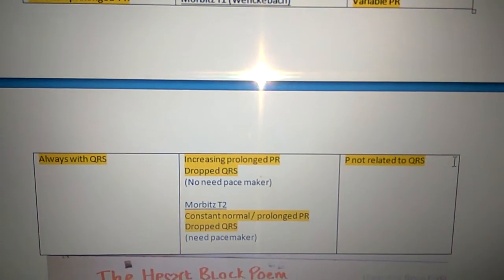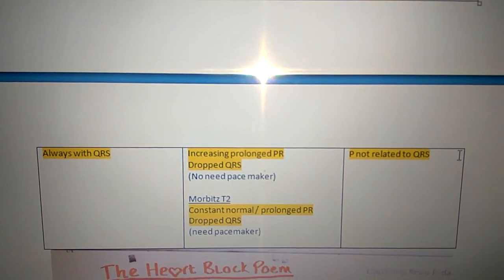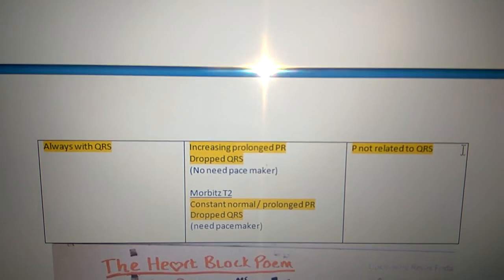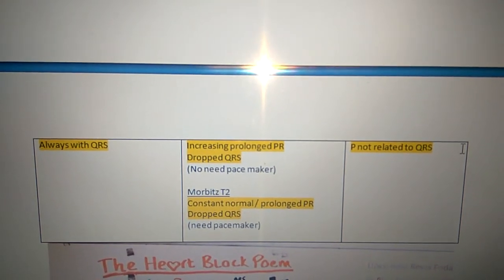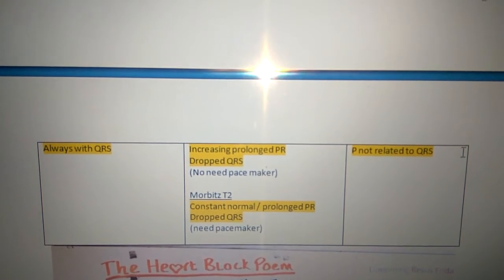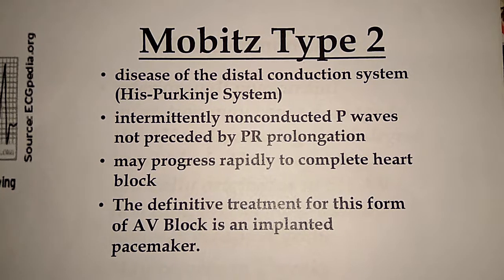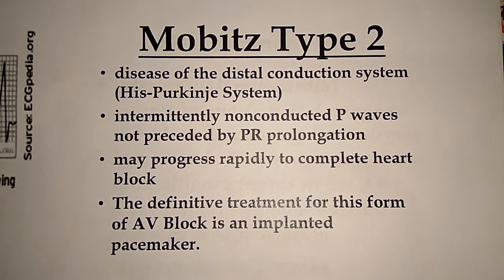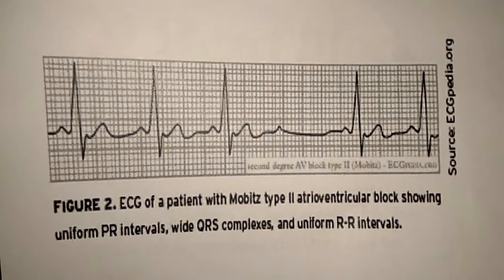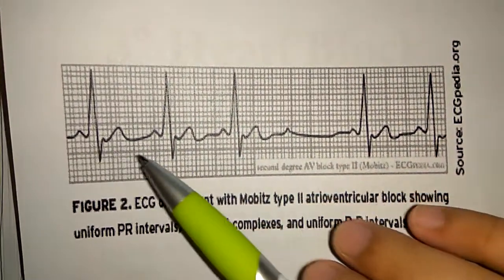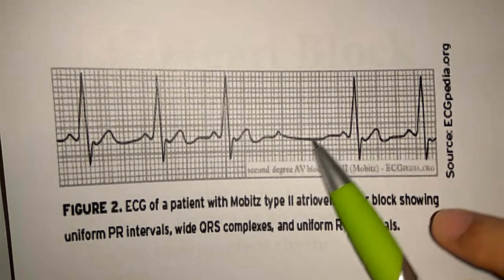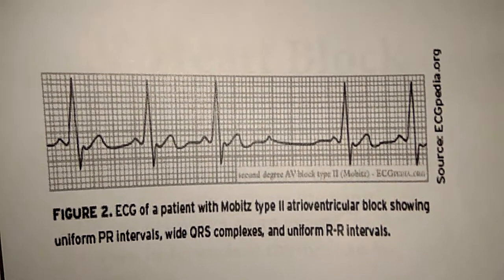For Mobitz type 2, the signs are a constant, normal or prolonged PR. It can be a normal PR interval. And also there is a dropped QRS complex. This patient in Mobitz type 2 needs a pacemaker. This is an example of the ECG. You can see here the PR interval is normal. However, there's a dropped QRS complex.